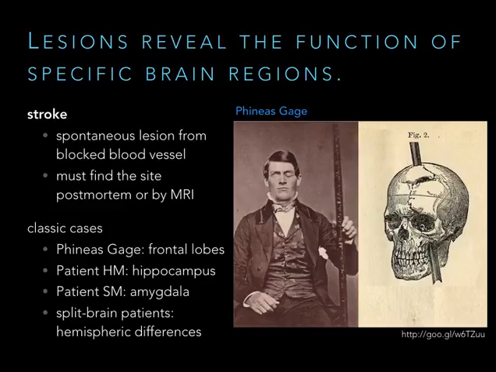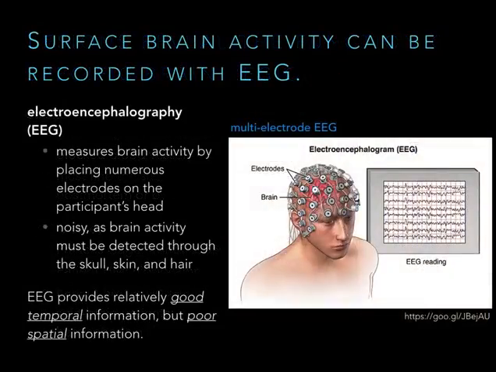Then there are, of course, split brain patients where they have their corpus callosum cut. And they're very important for studying hemispheric differences. But these are very rare cases. You know, like I said, people have human rights, and so it's very difficult to go in and futz with their brain function. So what we're left with are non-invasive measures like EEG.